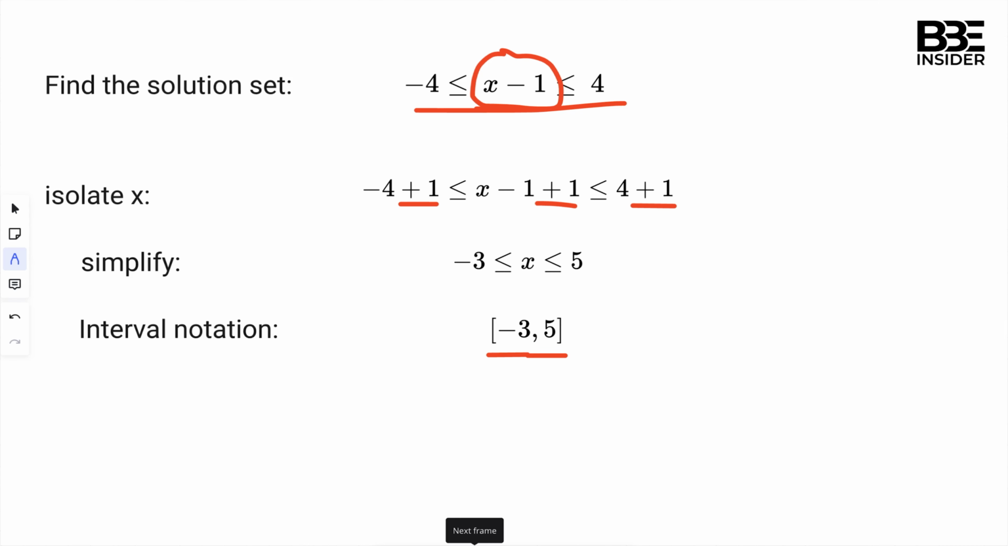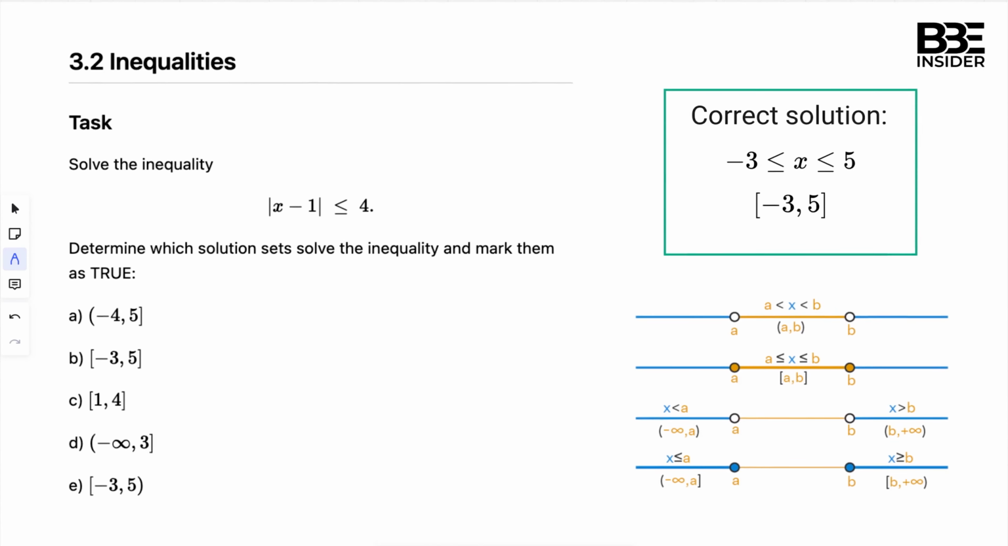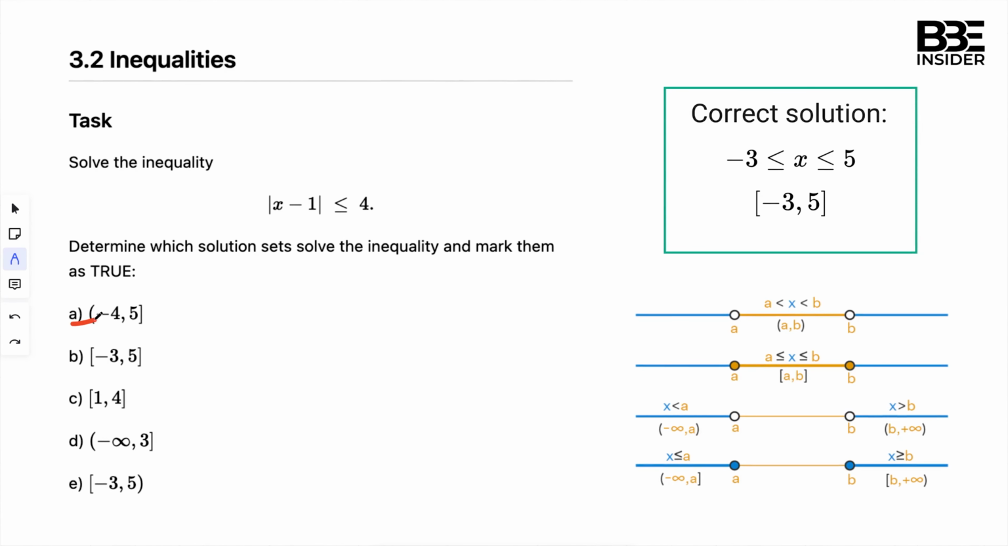Now let's compare which statement contains the right solution set. The first one is obviously incorrect. The second one matches with our findings. The third one is incorrect. The fourth one is incorrect. And the fifth one looks correct at first sight, but it has no square bracket on the right hand side and therefore is not the correct solution.